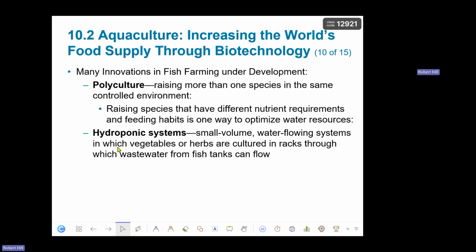All right. So innovations like polyculture have really reshaped fish farming. Polyculture involves growing different species in the same environment, species that complement each other in nutrient use and feeding habits. So this strategy really helps optimize water use and improve efficiency. Hydroponic systems go even a step further from that. They use fish waste to nourish plants, creating a symbiotic ecosystem of fish and vegetables.